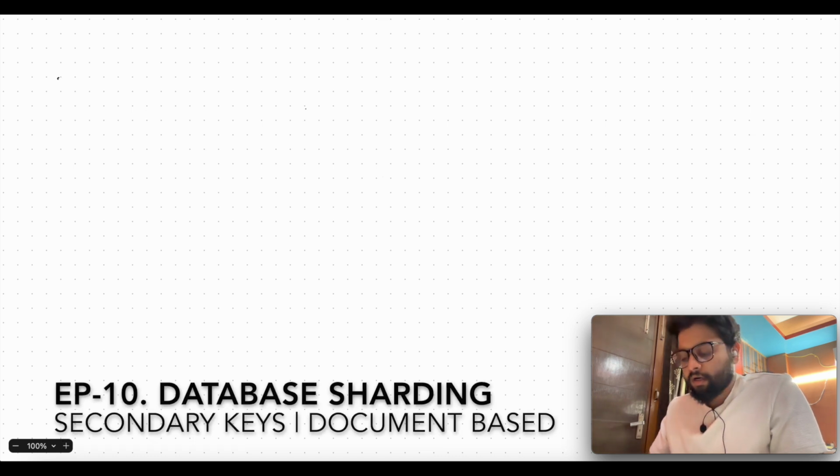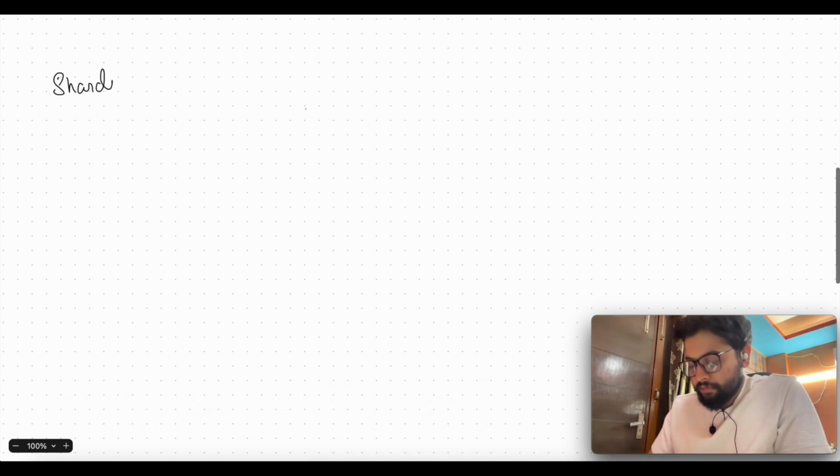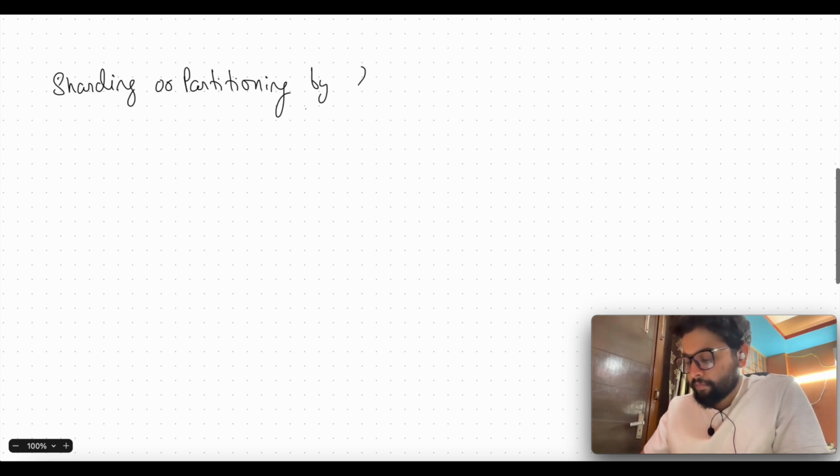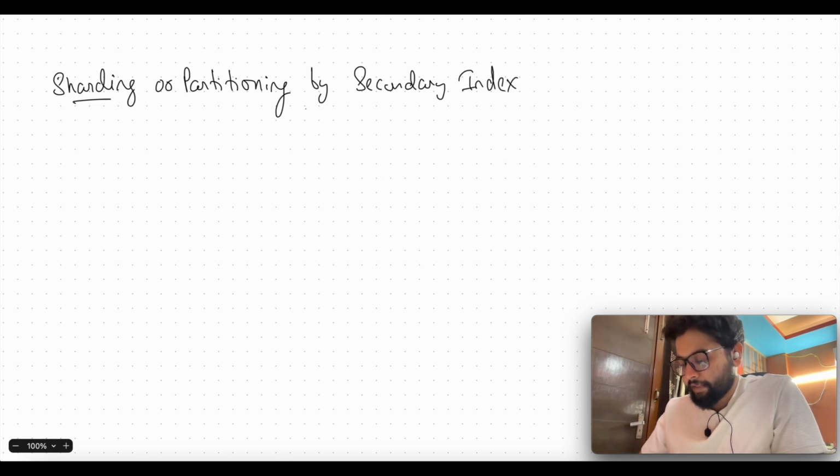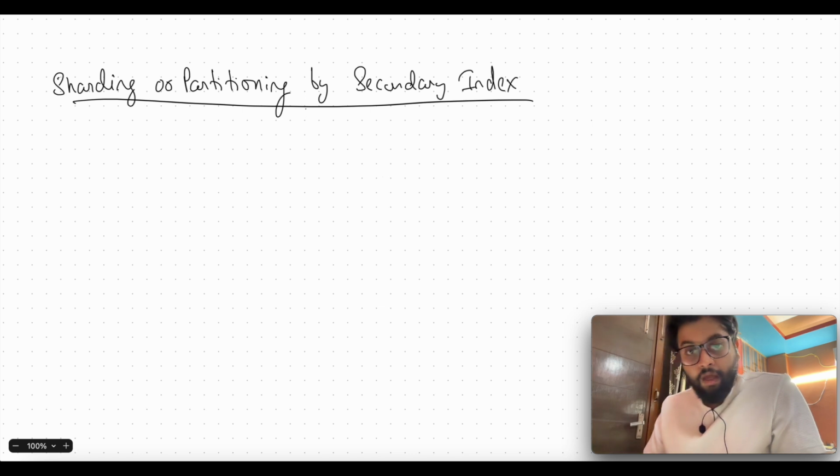So in the previous couple of episodes we have talked a lot about database sharding on the basis of primary indexes, and in this one we will be talking about database sharding as well, but in this one we will be talking about how we shard the data items within the database on the basis of their secondary keys or secondary indexes. So we're going to discuss sharding, or basically partitioning, by secondary index. This is the theme of this current episode.